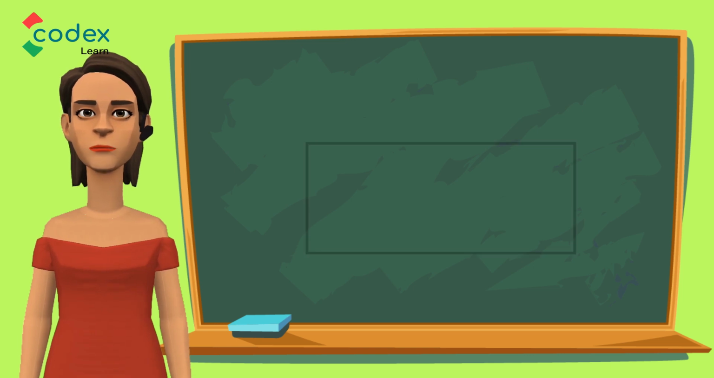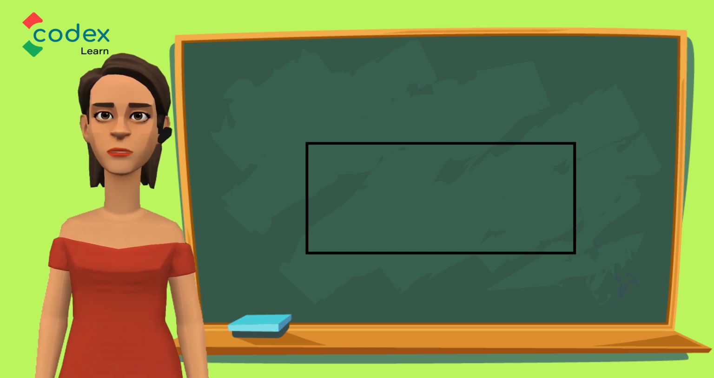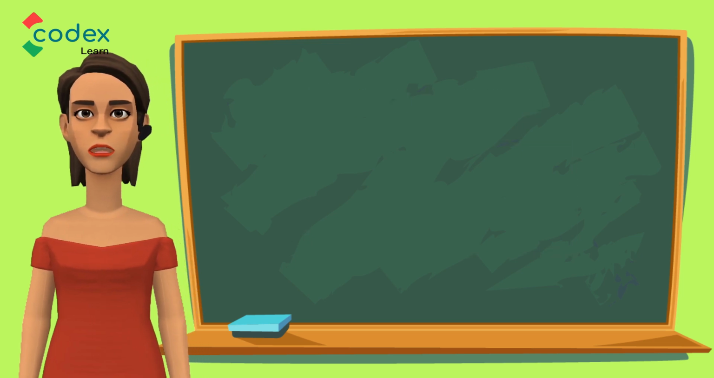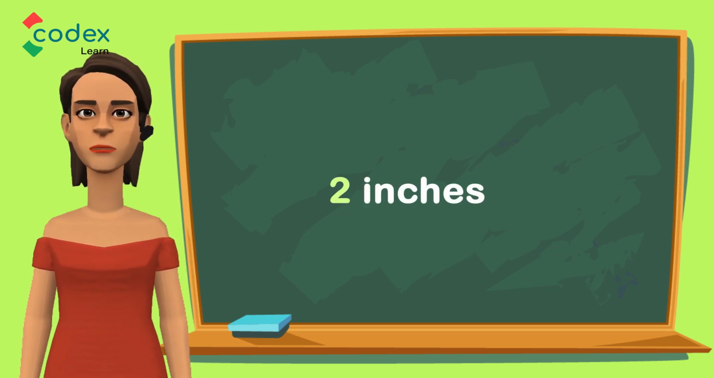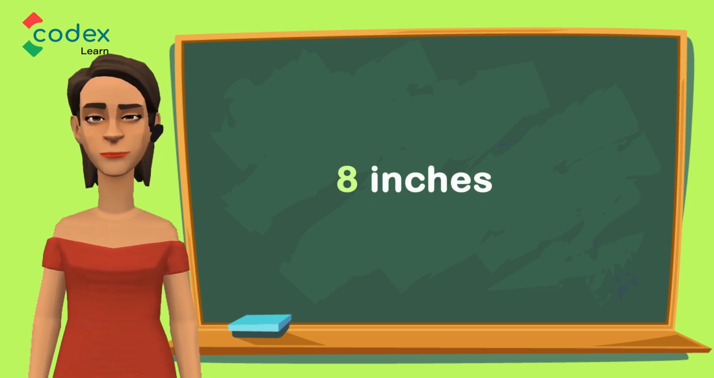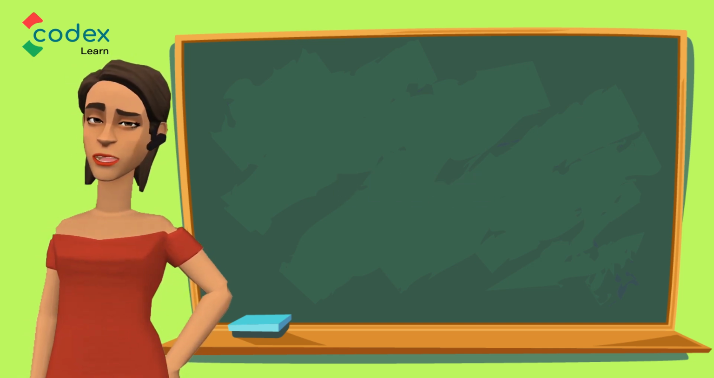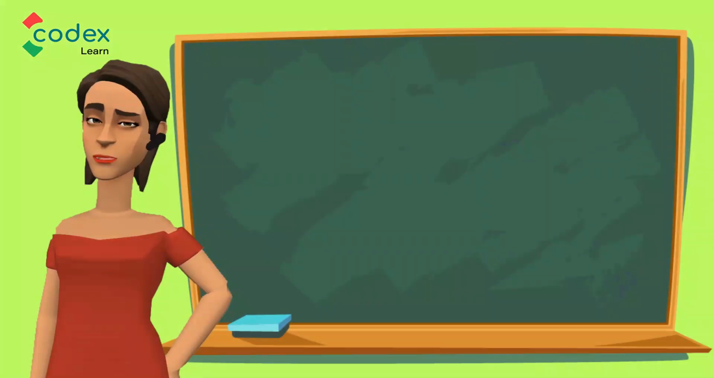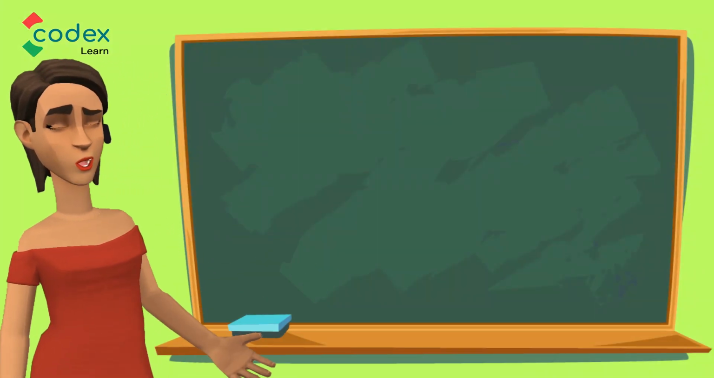For example, all 4 sides of a square have the same length. So, a square with side length of 2 inches would have a perimeter of 8 inches. By adding the length of all the sides, 2 plus 2 plus 2 plus 2 will have 8. Real-life objects have perimeters as well.